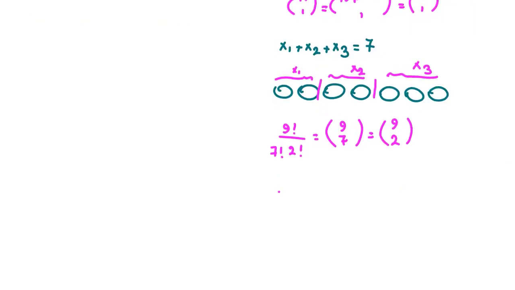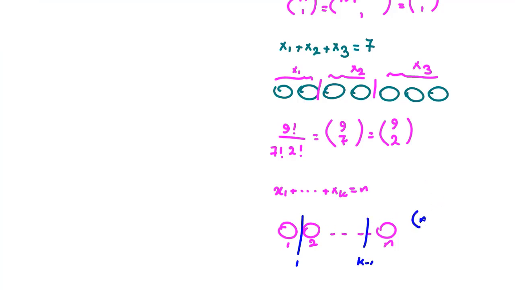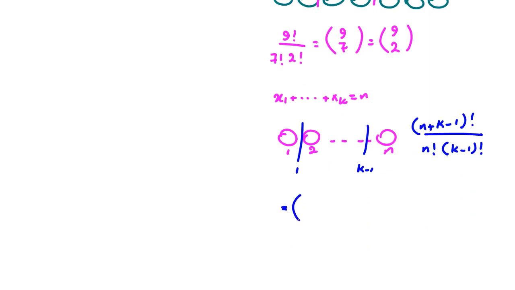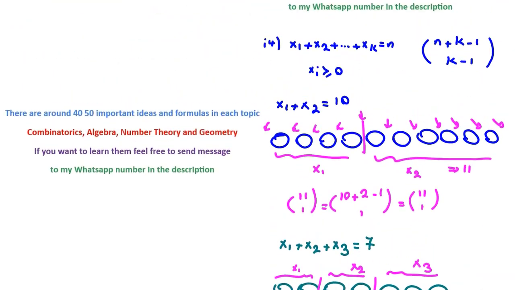Now we can prove why x1 to xk equals n will be that number. You say, okay, how many balls are there? N balls. How many dividers are there? We have k minus 1 dividers, then you have k parts. So how many permutations are there? N plus k minus 1 factorial over n factorial times k minus 1 factorial. Or we can write it as n plus k minus 1 choose n, or n plus k minus 1 choose k minus 1, which is exactly this one.